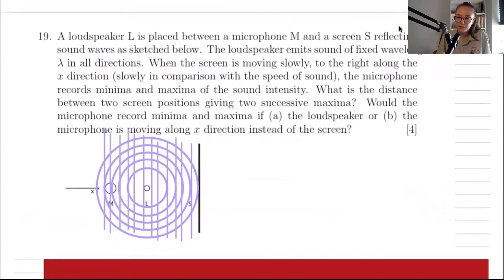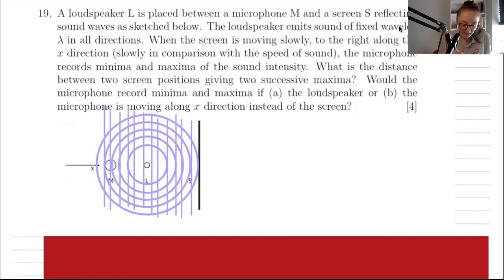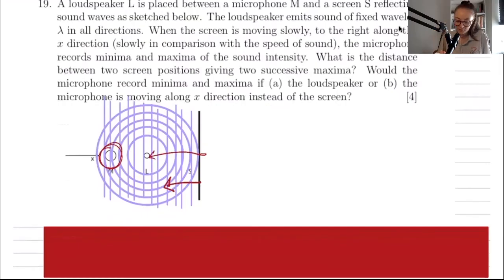And this next question is a similar idea. It's referring to constructive and destructive interference, but this time for sound rather than light. It's saying if we have this loudspeaker here, and these sound waves hit this screen and bounce back, and we have a microphone over here to pick up the sound, would the microphone record maxima and minima if the loudspeaker or the microphone is moving along the x direction?